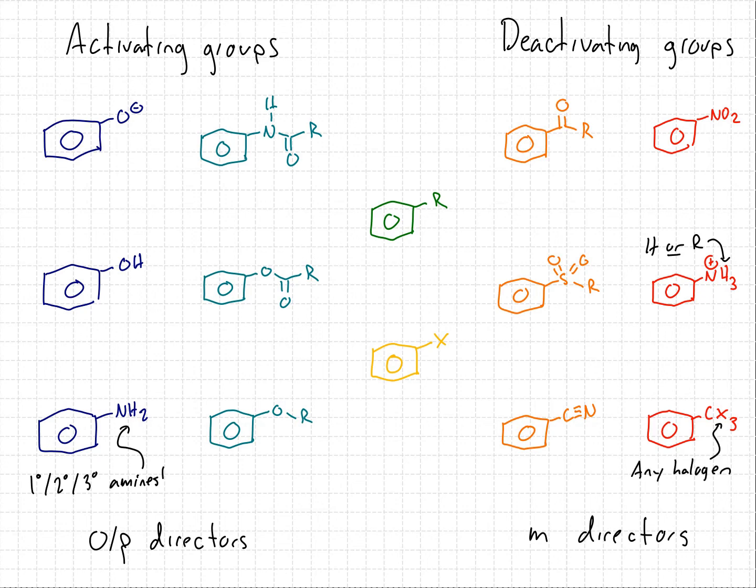Here, those can be any halogen. They can be fluorines, they can be chlorines, they can be bromines. The cumulative effect of those is to make them strongly deactivating and also meta directing.